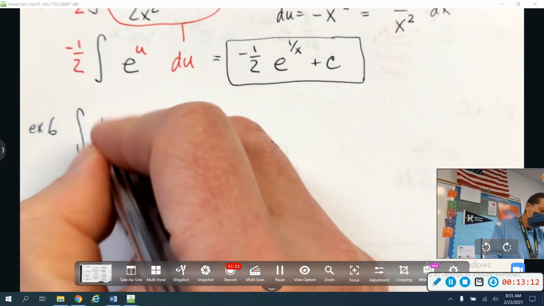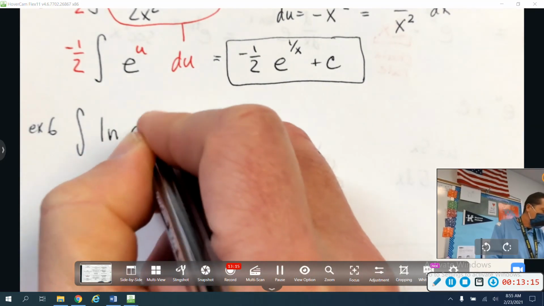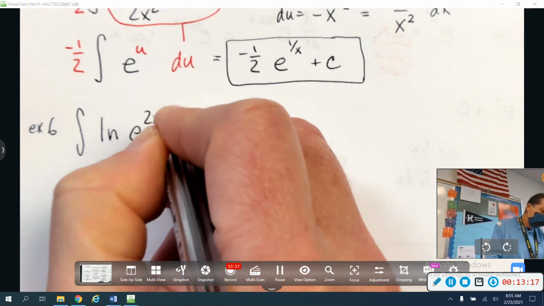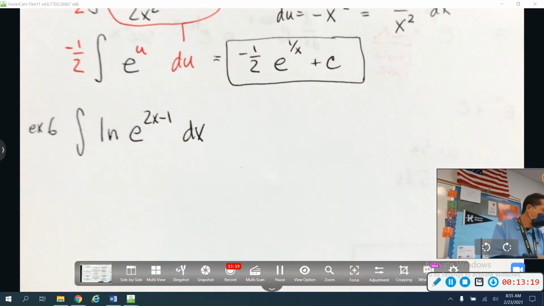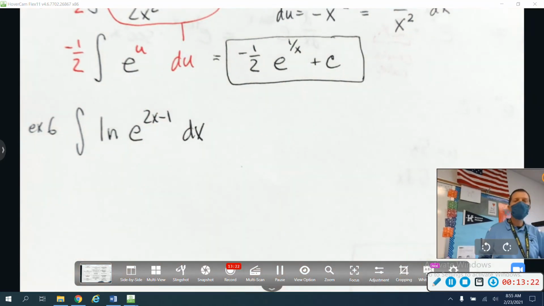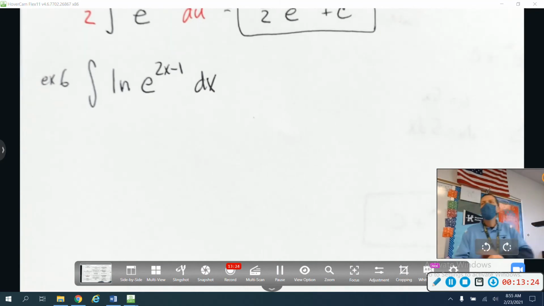Antiderivative of natural log of e to the 2x minus 1. Maybe it looks bad, but it's algebra. Remember a property of natural logs we can use? Natural log of e is 1, that's true, and that will help.